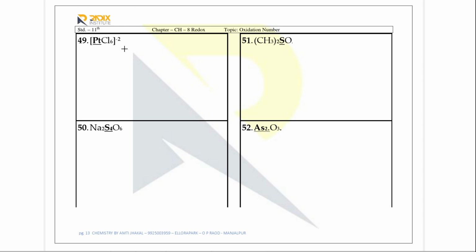PtCl6 minus 2, chloroplatinate ion. So here platinum oxidation state X. Chlorine with metal will always be minus 1 because metals are less electronegative. Chlorine is more electronegative. There are 6 chlorine. Sum of oxidation numbers will be equal to charge. So X is equal to plus 4. Platinum is in plus 4 oxidation state.